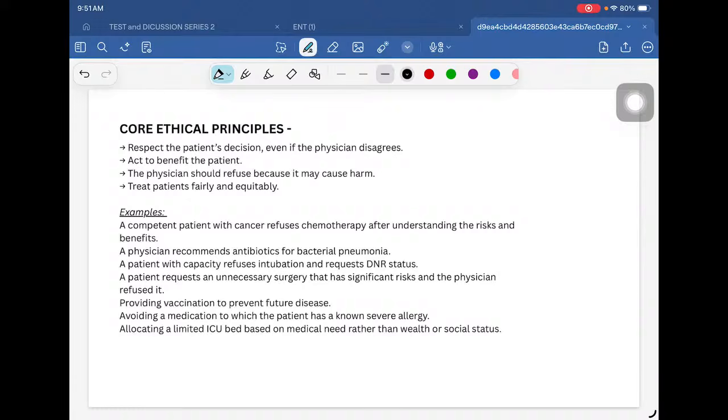Then comes the core ethical principles. Till now we have talked about consent, some of the ethical scenarios, and decision making.